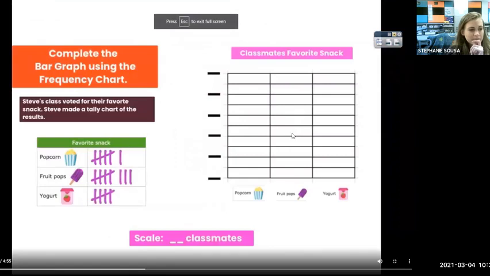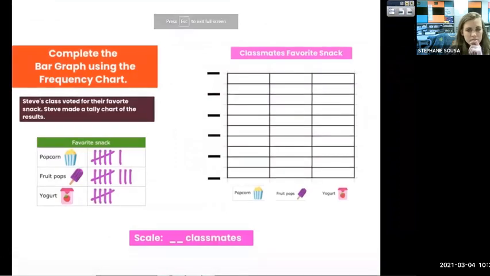Today we are going to be using a frequency tally chart to complete a scaled bar graph, pictograph, and line plot. I'm going to start today with our bar graph, and we're going to focus on determining what is the best scale to count by for my bar graph to make it easier to interpret the data, answer questions, and analyze the results.